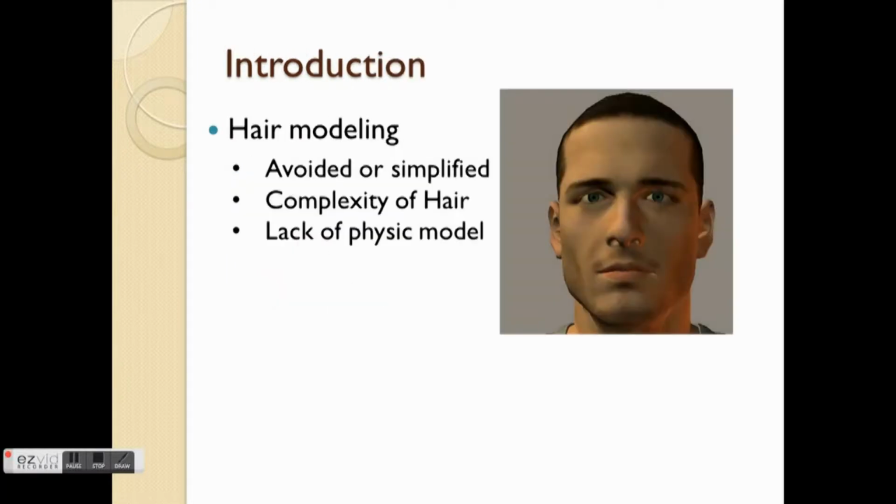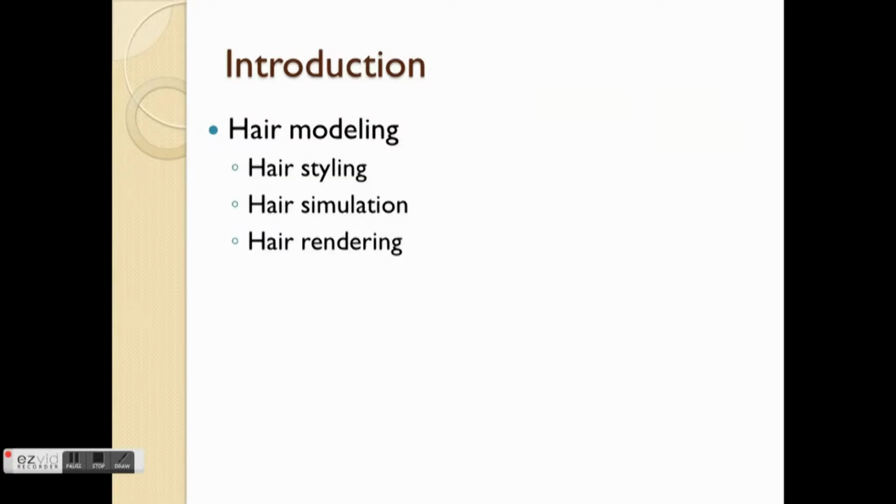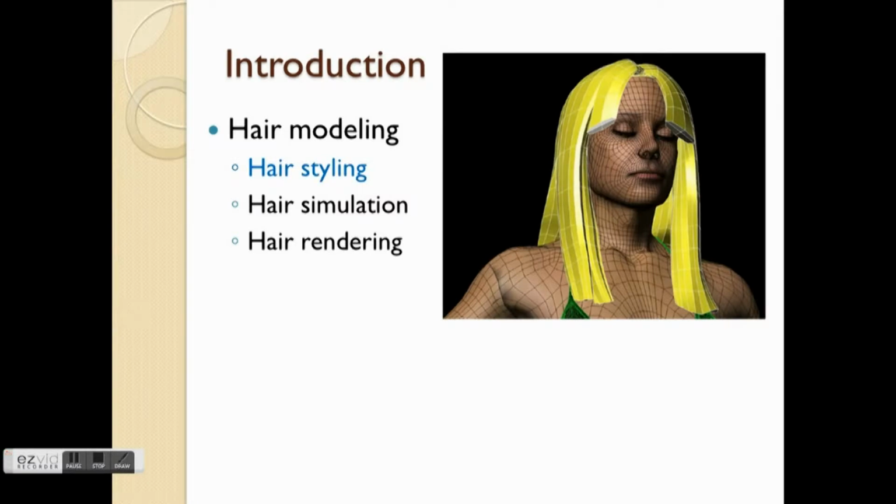As we know, hair modeling is a very important component of virtual characters, and is usually avoided or simplified because of the complexity of the hair, and we don't have a very comprehensive physical model to simulate hair. So hair modeling is divided into three categories: styling, simulation, and rendering. Styling is about modeling the general shape of the hair.